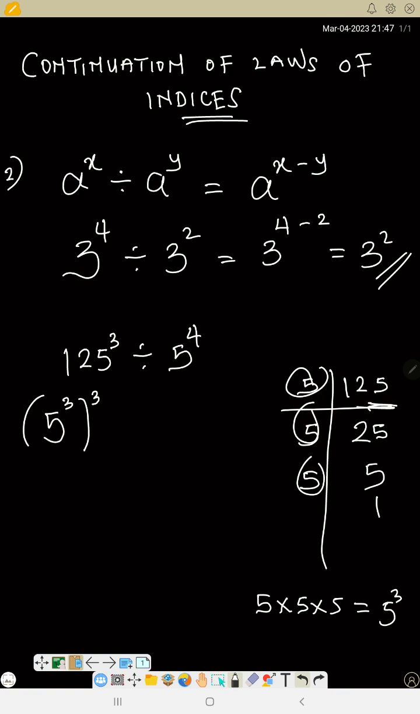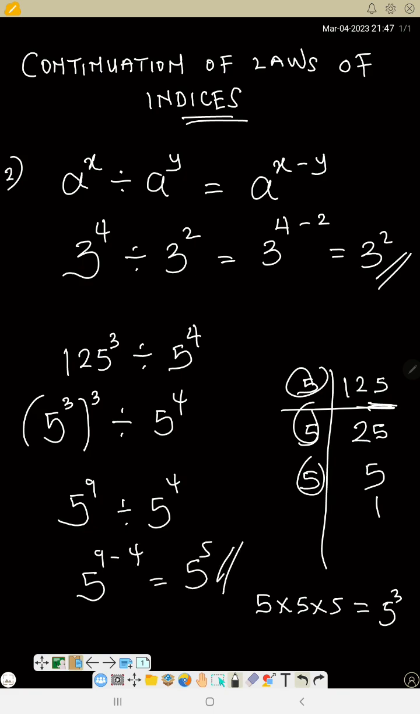So now we have 5 raised to power 3, all raised to power 3, divided by 5 raised to power 4. Now 3 times 3 is 9. So 5 raised to power 9 divided by 5 raised to power 4. So 5 raised to power 9 minus 4, which is 5 raised to power 5.